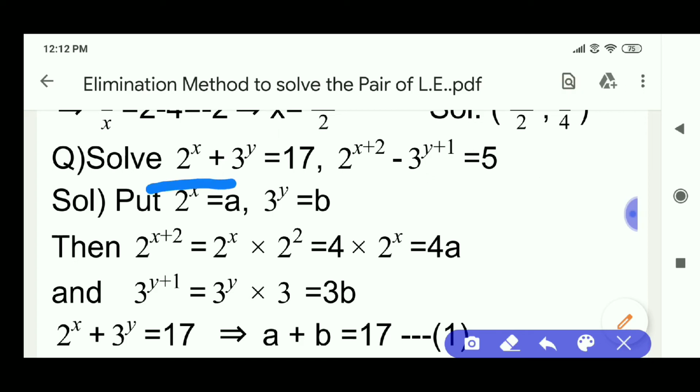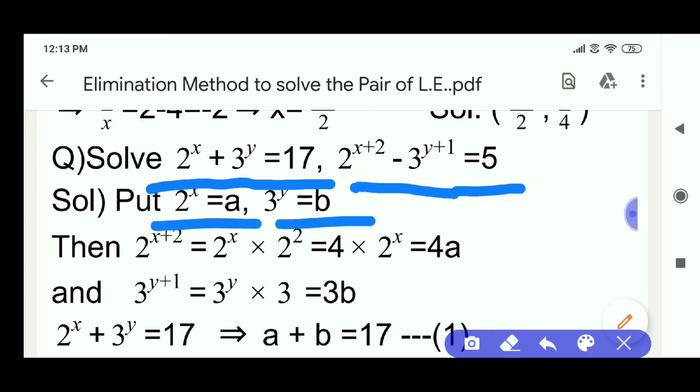2 power x plus 3 power y is equal to 17, and 2 power x plus 2 minus 3 power y plus 1 is equal to 5. Put 2 power x as a and 3 power y as b. We know that 2 power x plus 2 is equal to 2 power x into 2 power 2, by the well-known principle a power m plus n is equal to a power m into a power n. We use that principle here.